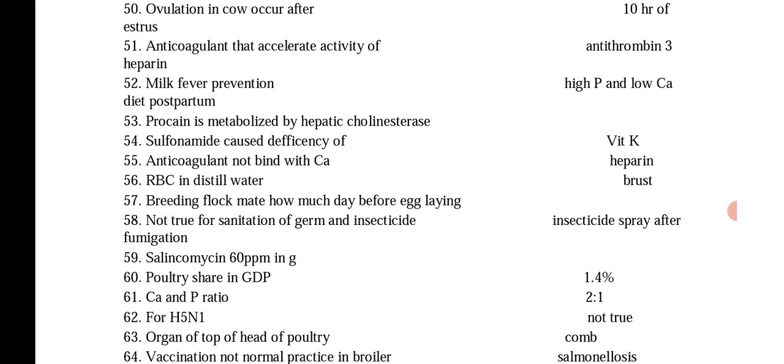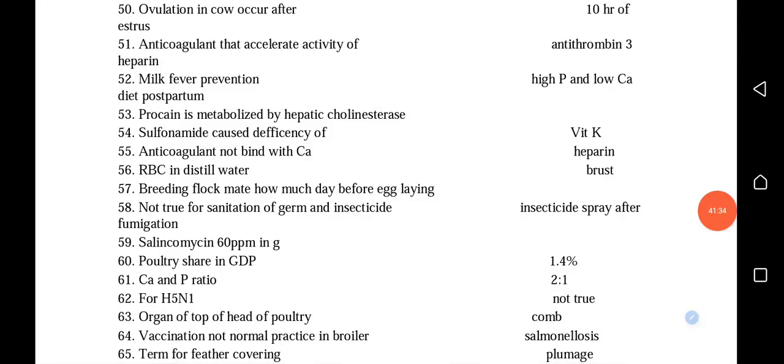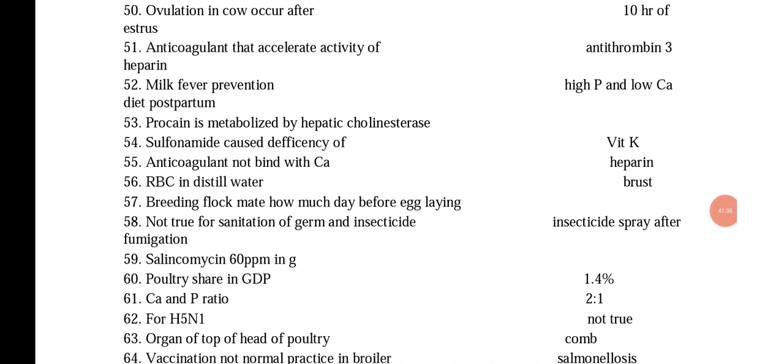Selenomycin 60 parts per million in gram, I do not know. Poultry share in GDP is 1.4%. Calcium phosphorus ratio is 2:1, two times calcium and one time phosphorus.